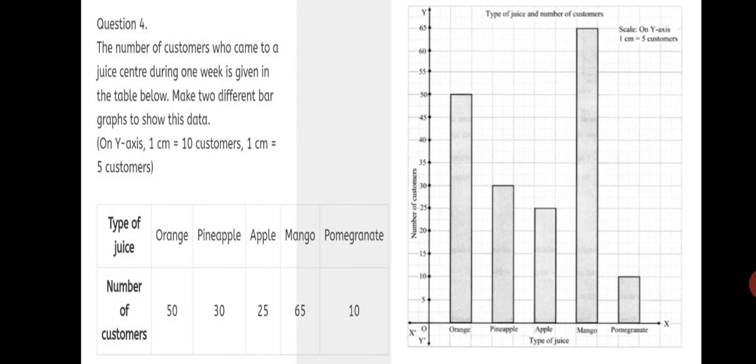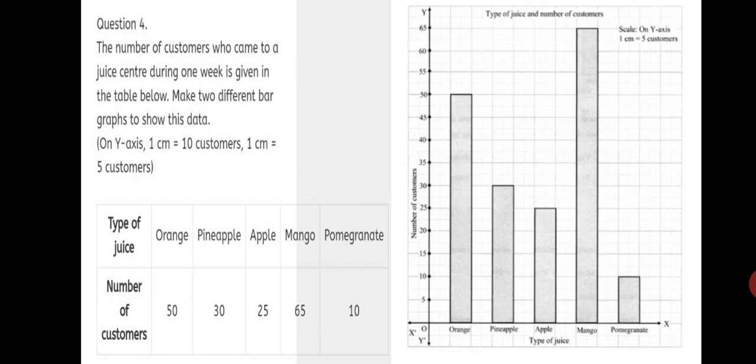Now here, before we start drawing the bar graph, take the scale properly, 0. And since 5 is given in the scale, we write table of 5, 5, 10, 15. At the same place, 1 box, 5, 10, 15, 20. So you will see now that the graph will be much bigger compared to the previous one because we are taking 5 as the smallest unit. 1 centimeter is equal to 5 customers.